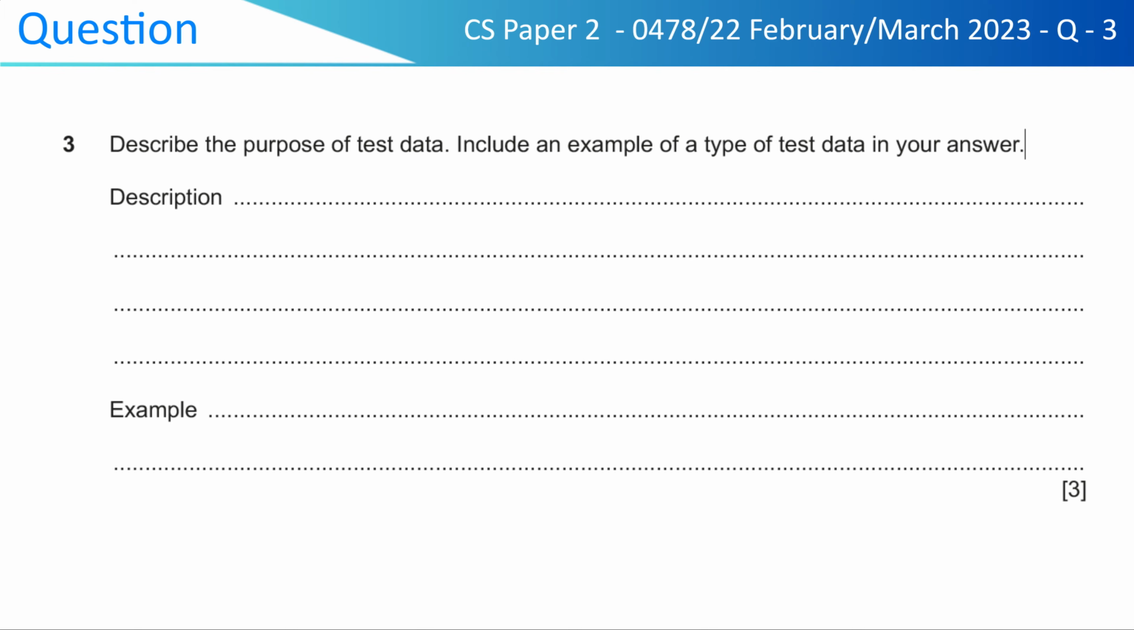It has 2 parts. Number 1, purpose of test data. Number 2, an example of one type of test data. This question has total 3 marks. As the second part of the question needs 1 example, it will carry 1 mark at max, then the rest of the 2 marks will be allocated to the first part. It means that you will have to mention at least 2 purposes of test data to obtain the full marks of this part too. Let's write the answer.